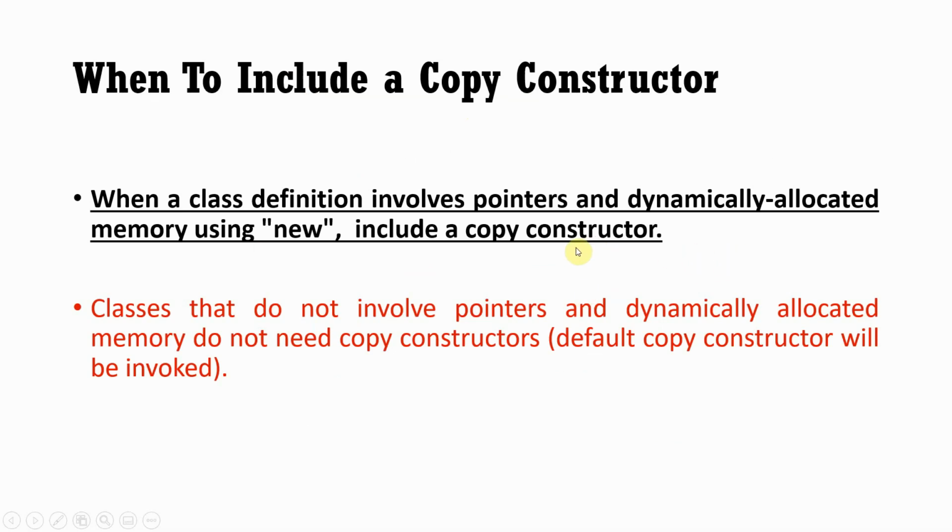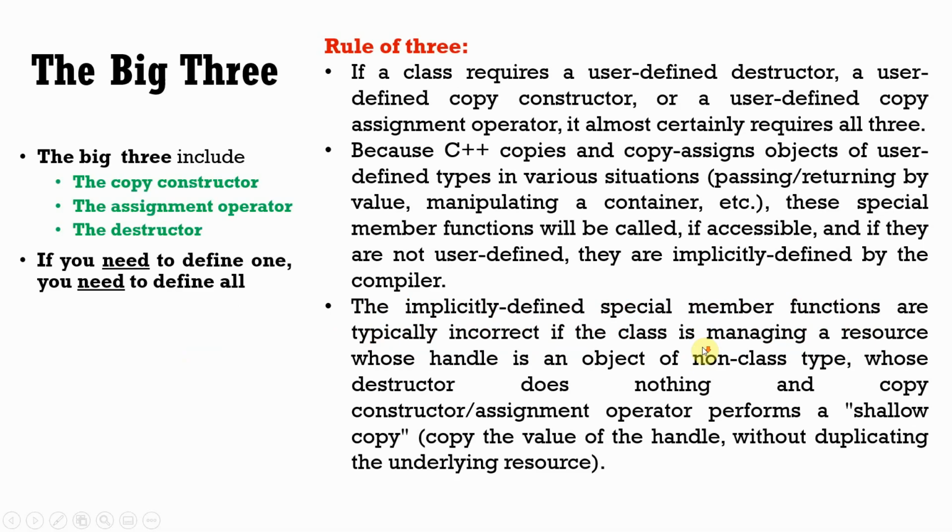Okay, so when a class definition involves pointers and dynamically allocated memory using new, include a copy constructor. Make sure that you define your own copy constructor. Classes that do not involve pointers and dynamically allocated memory do not need a copy constructor. The one that the compiler generates for us is enough.